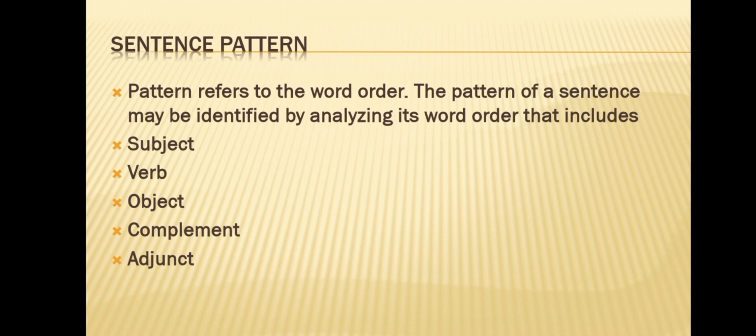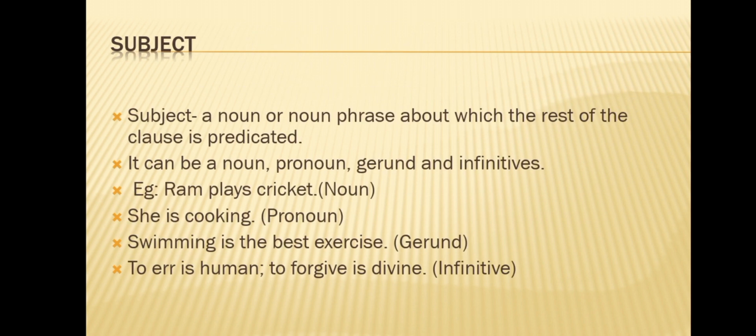This object, complement, and adjunct may happen. Either one of them may come in a sentence, or a combination of them may appear in a sentence. But without subject and verb, a sentence can't be there. Okay. First, we'll take subject. Subject is a noun, or it may be a noun phrase about which the rest of the clause is predicated. As we have seen earlier, the predicate is something which is based on the subject, which talks about the subject. So this subject is something about which the predicate talks.